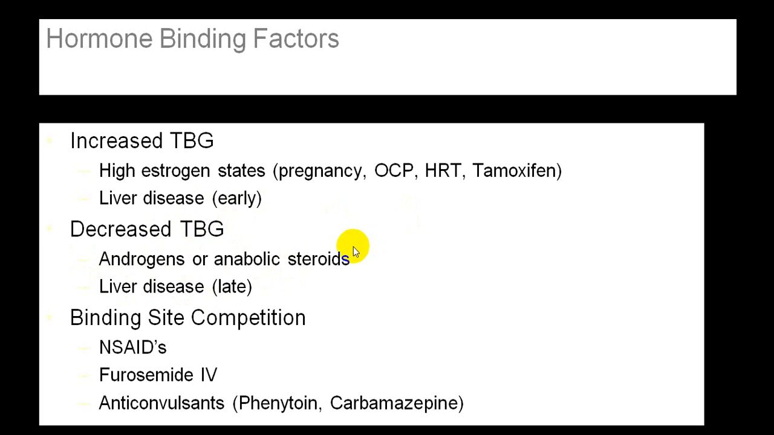Or sometimes you can have competition, which we call binding site competition, by NSAIDs, furosemide, and anticonvulsant drugs like phenytoin or carbamazepine. In this condition also, binding can be abnormal, because these compounds compete at the site and will not allow T3 and T4 to attach to that particular site, and that will give rise to an abnormal level of T3 and T4.